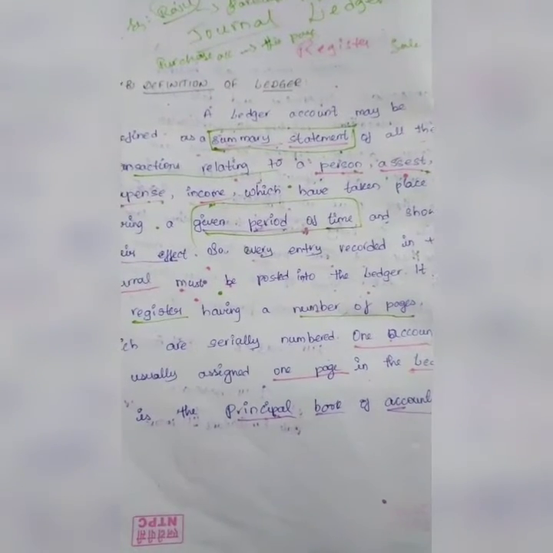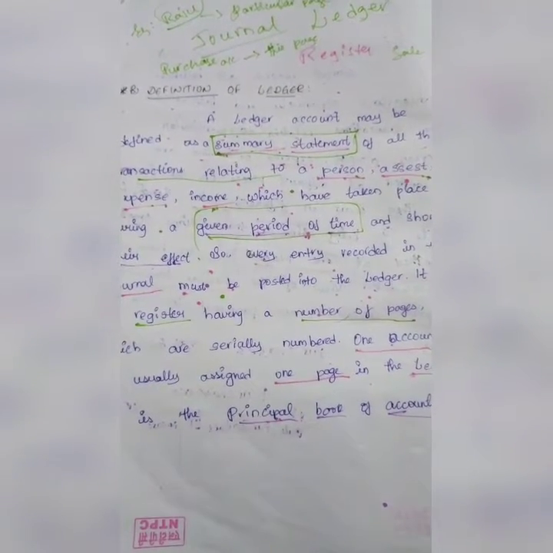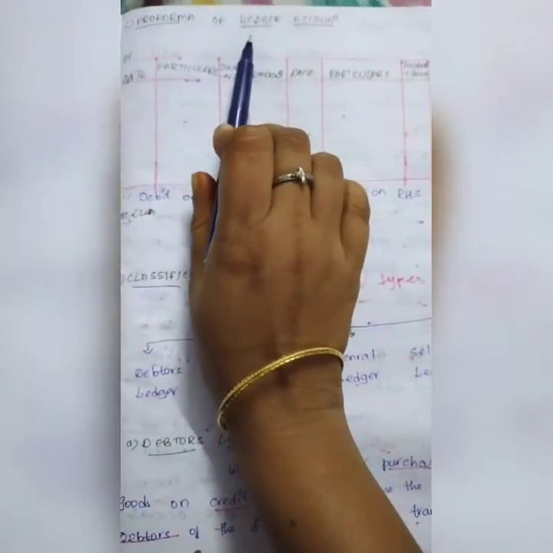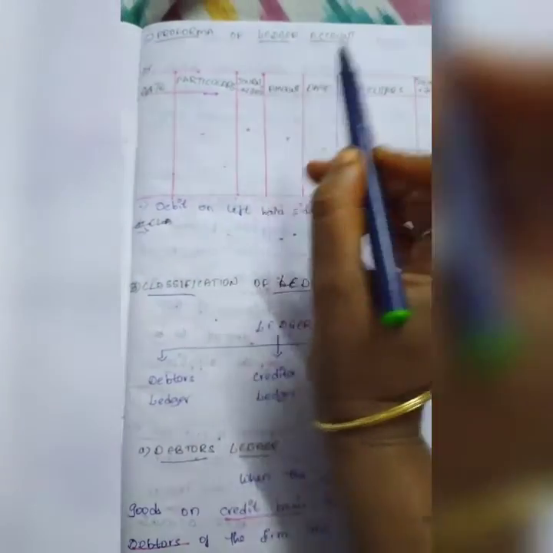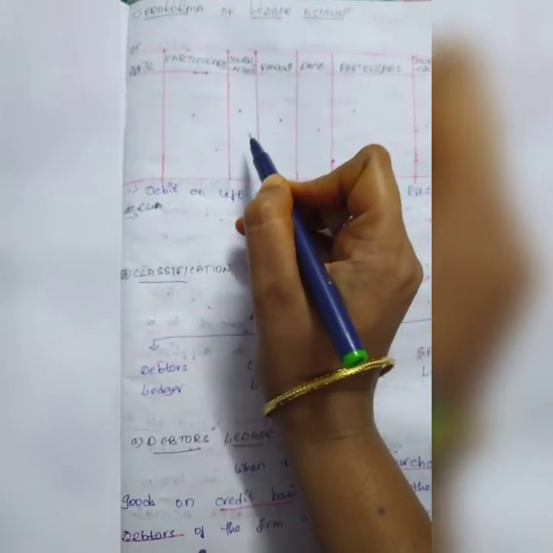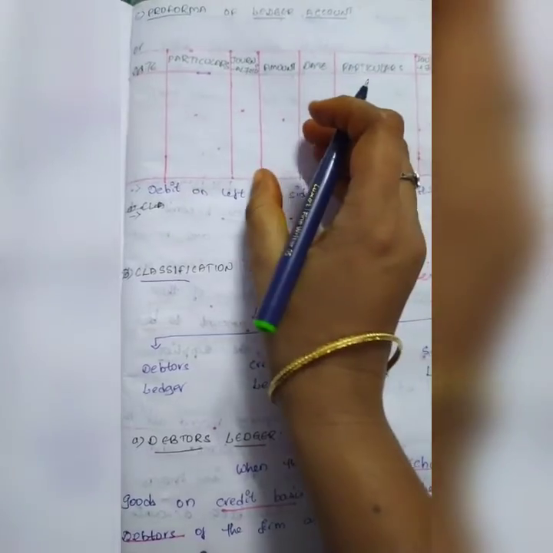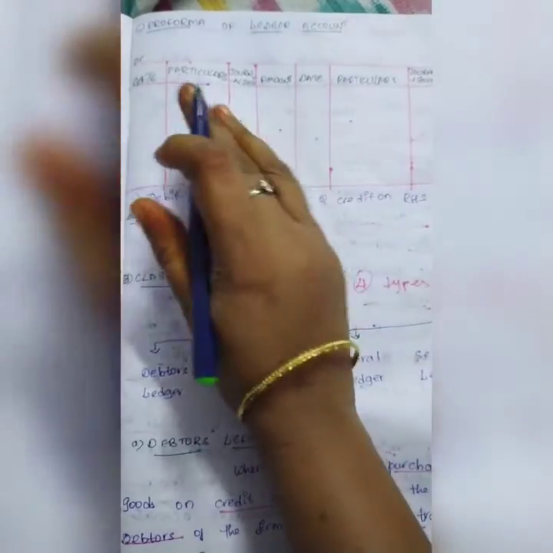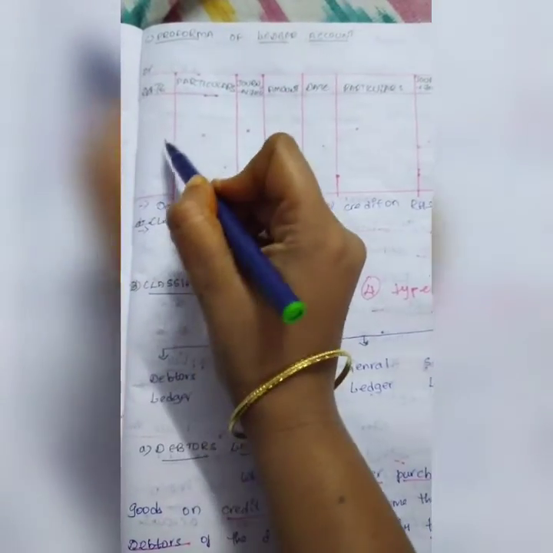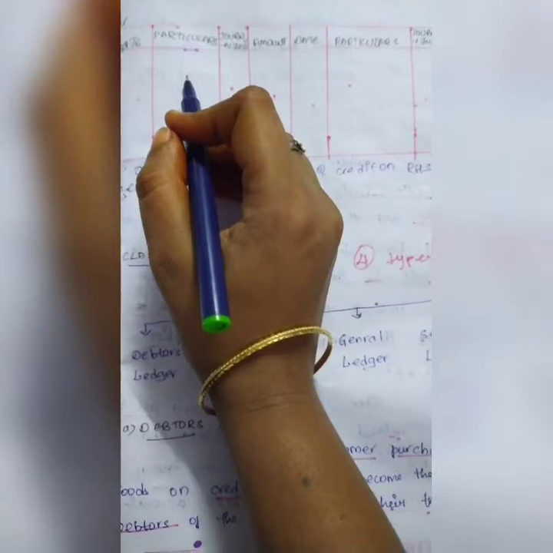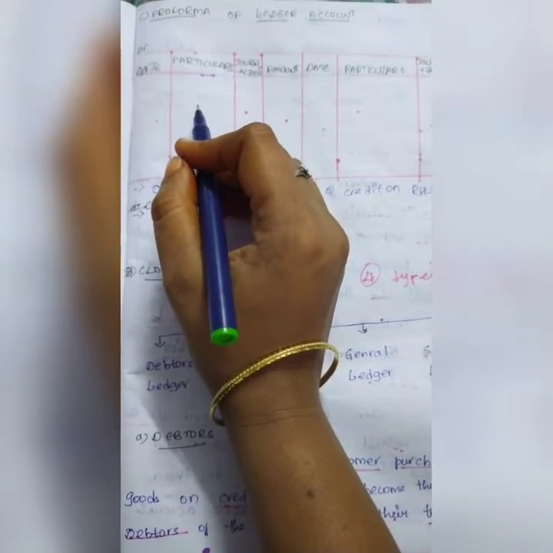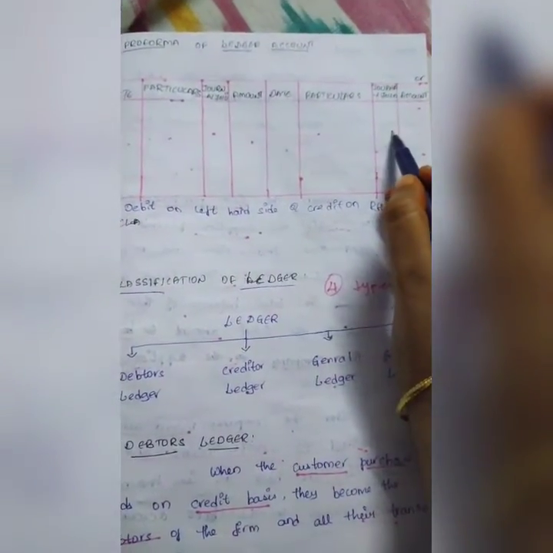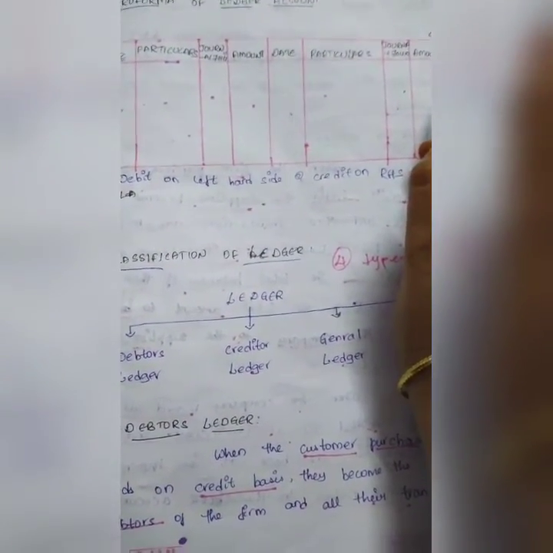Now let us see what is the pro forma of the ledger accounts. So this is the pro forma of a ledger account. Before starting the pro forma, we have to divide our page into two equal halves. The first side, the left side, is called the debit side, and the right side is called the credit side.